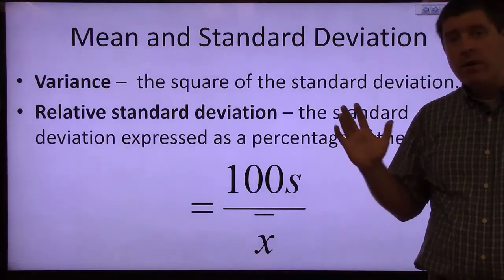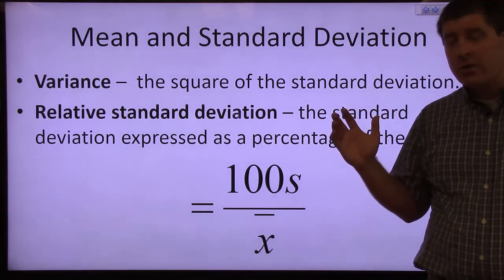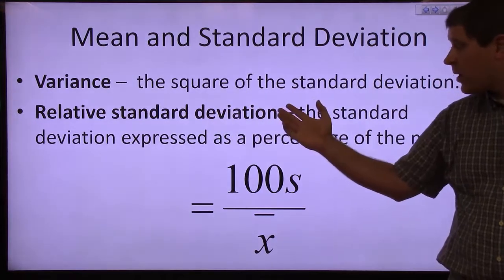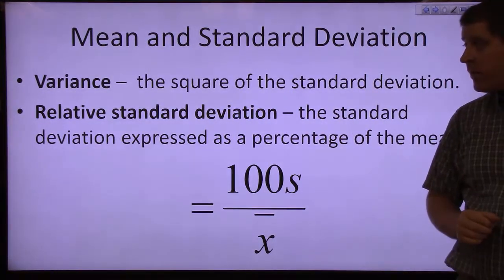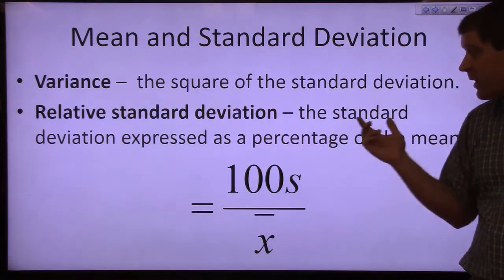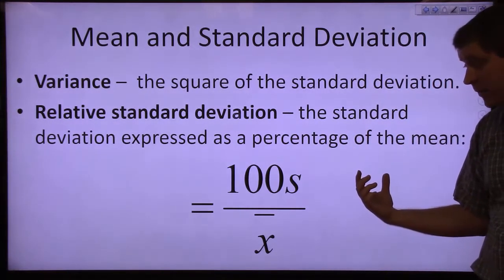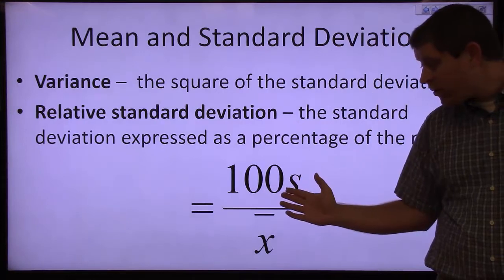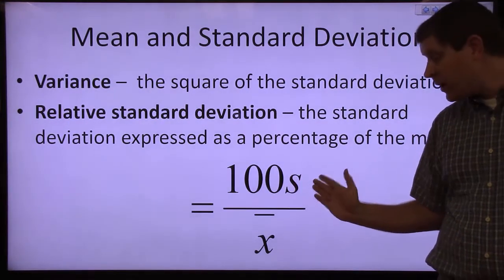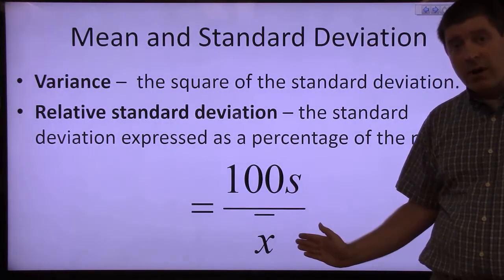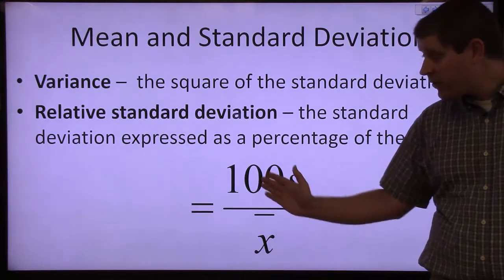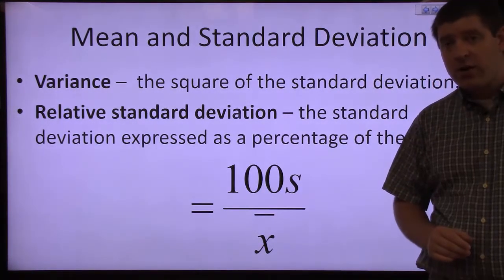So now let's look at variance and how it's related to the standard deviation. The variance is the square of the standard deviation. And the relative standard deviation is the standard deviation expressed as a percentage of the mean. So 100% times the standard deviation divided by the mean will give us our relative standard deviation.